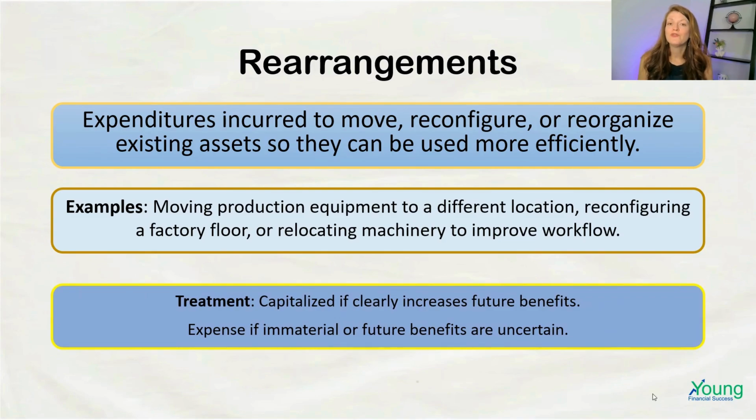The way that we treat this is we would capitalize those costs if they clearly increase future benefits. So if any of those things are going to increase our future benefits financially, then we can capitalize that. So we can add that to the cost of the asset. Or we would expense it if it's immaterial or the future benefits uncertain. So yeah, we're doing this, but it's not costing us much. Or, again, if it's uncertain what benefit this is going to bring us, but we just felt like it would work better, then we would just expense any costs that we incurred for this rearrangement.